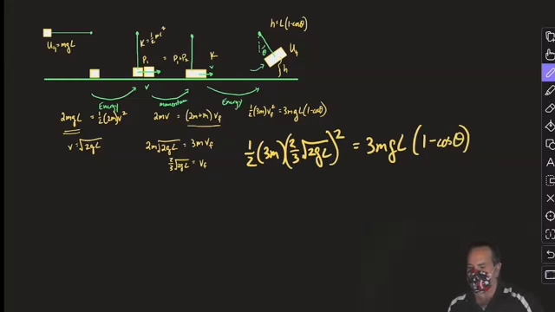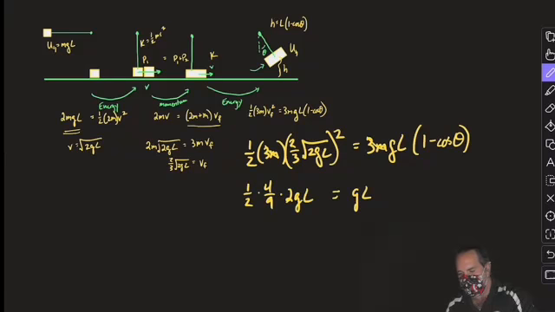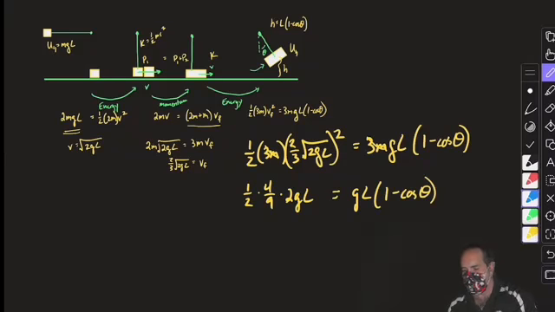And here's where a lot of students make mistakes. And so this is worth kind of playing it up. I can cancel out the 3m. That's not going to be a problem. I'm going to have 1/2 times 4/9 times 2gl equals gl times 1 minus cosine theta. So here, cancel out the GLs.